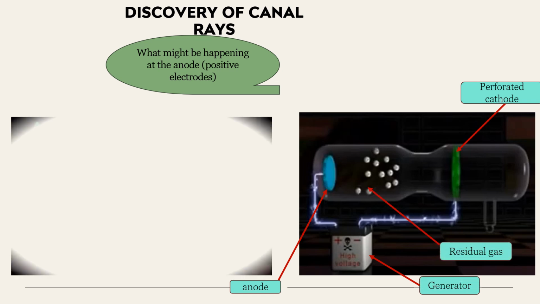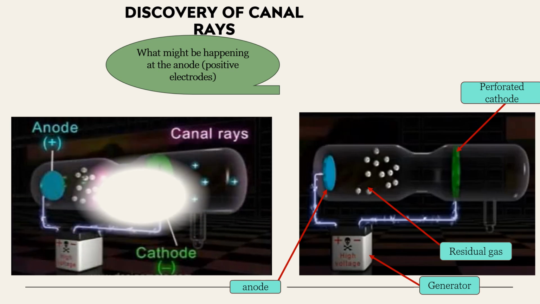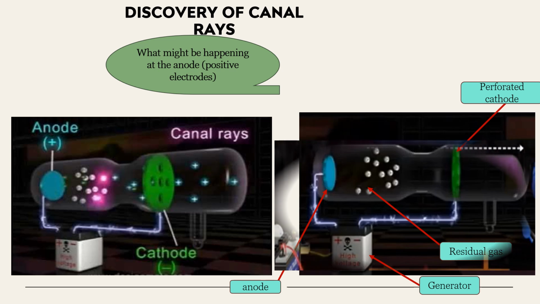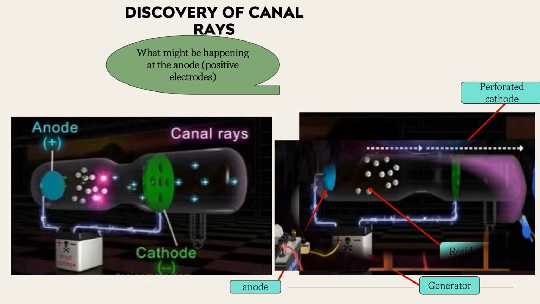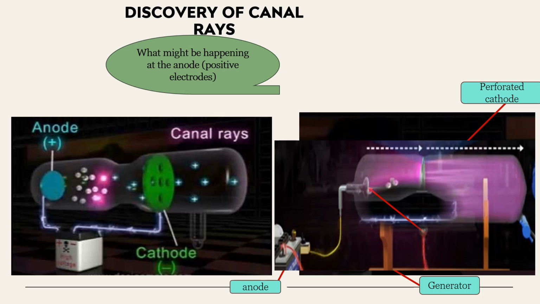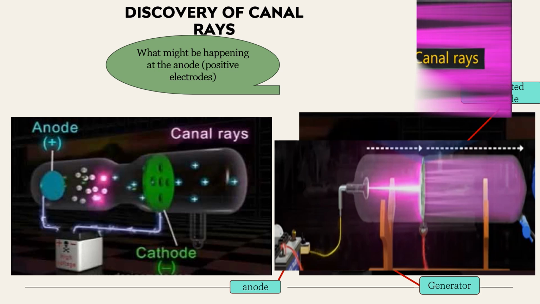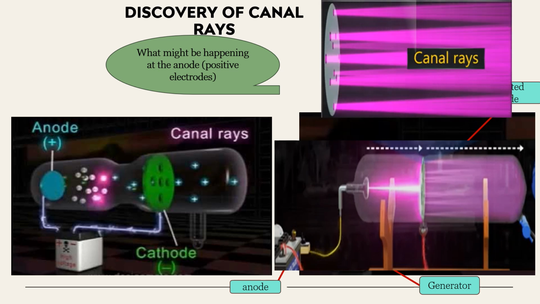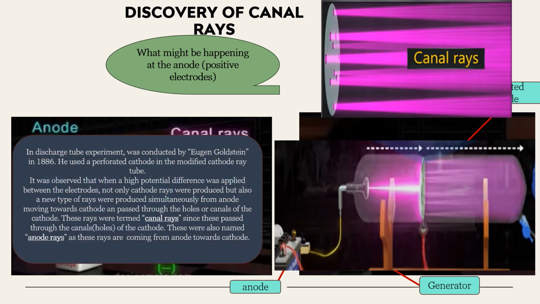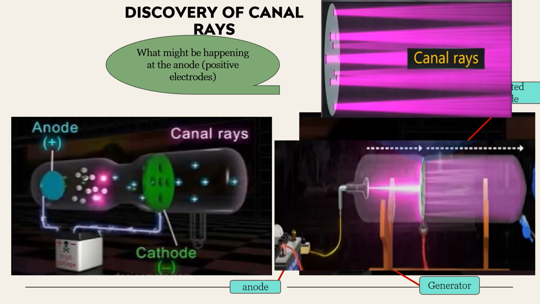When he applied high voltage, the cathode rays began traveling from cathode to anode. At the same time, the electrons emitted from the cathode collide with the residual gas molecules. These collisions create positively charged ions which are accelerated towards the cathode, producing a beam of positively charged particles on the back of the cathode. As the positively charged particles pass through the holes or canals in the cathode, they are called canal rays. They are also called anode rays because they are coming from the anode.